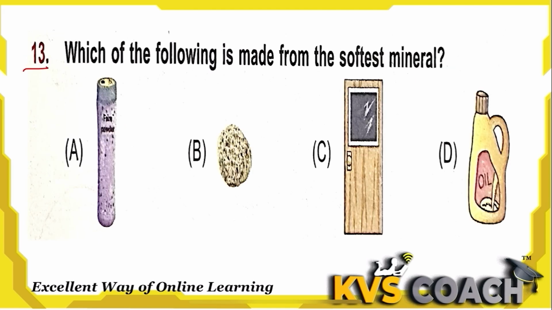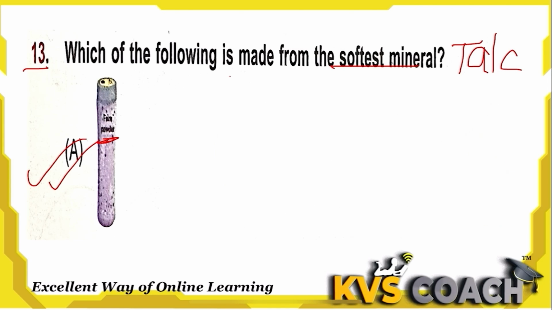Next question is, which of the following is made from the softest mineral? Which is the softest mineral? That is talc. I already told you. You have to learn this also. Talcum powder is made from talc, which is the softest mineral. This is talcum powder. So option A is the right answer.